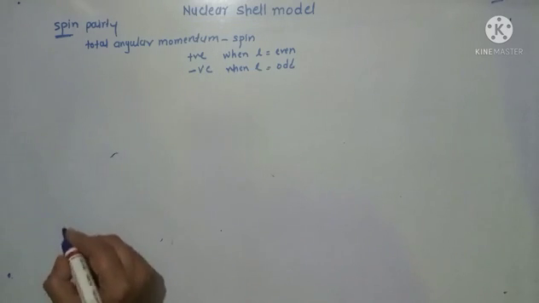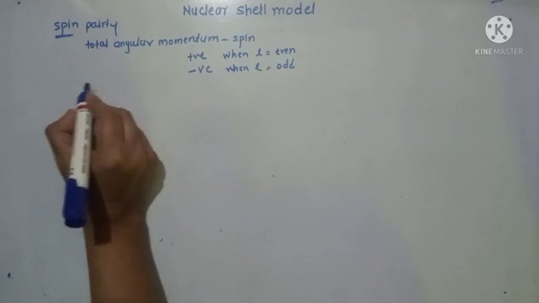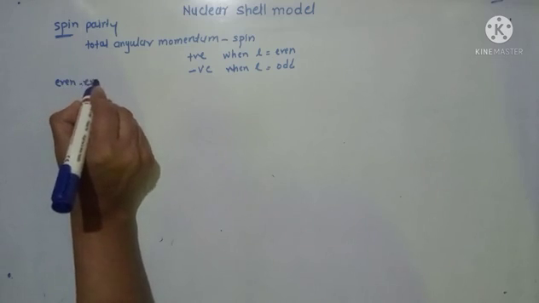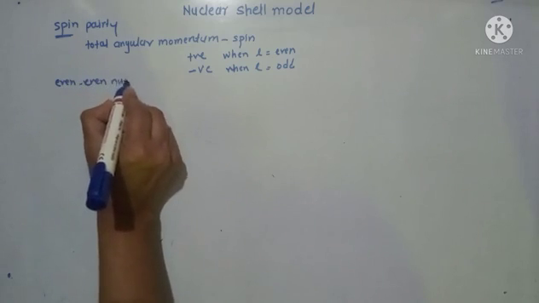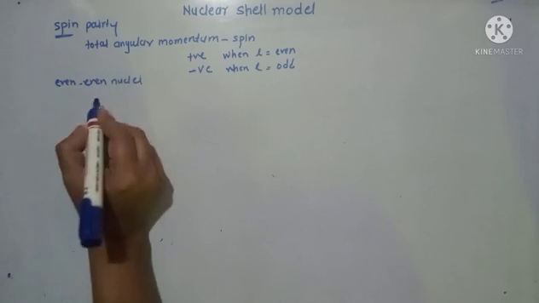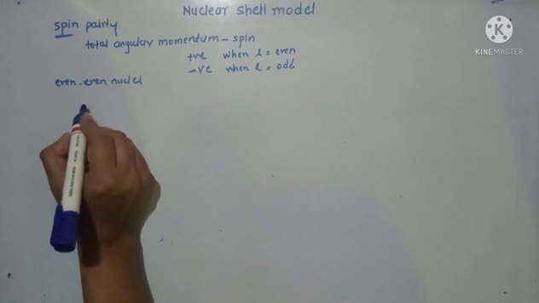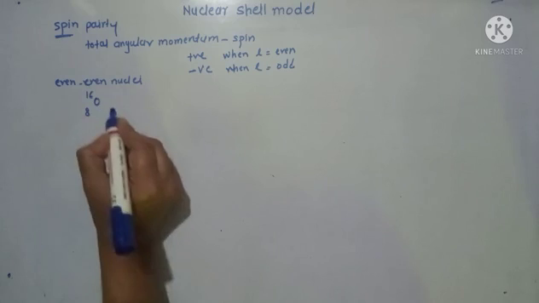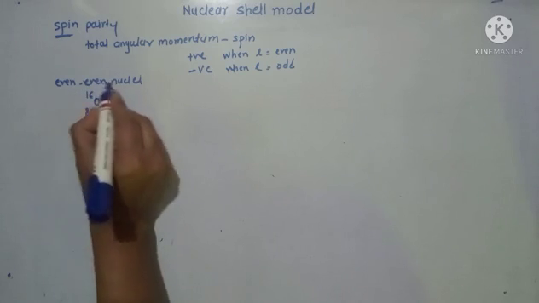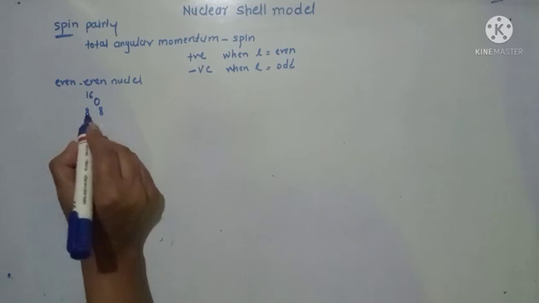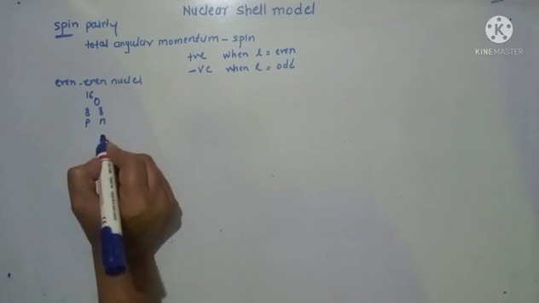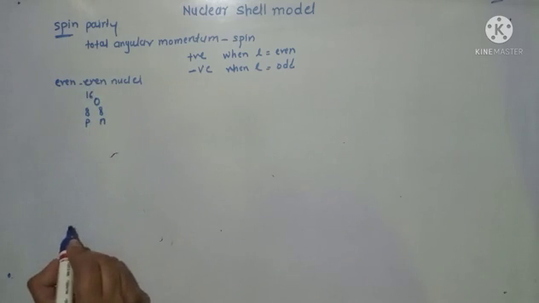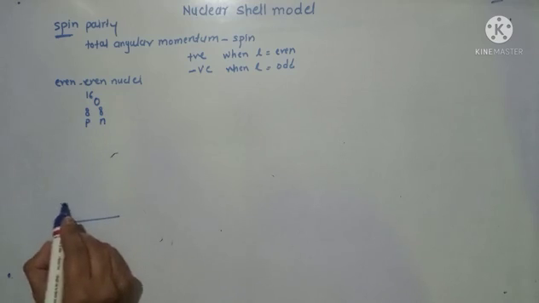Now let us have an example of the even nuclei. What is meant by even nuclei? The nuclei which have an even number of protons and an even number of neutrons are called even nuclei. Here P is equal to 8, N is also 8. So this is called an even nuclei. Let us calculate the spin parity of the even nuclei.